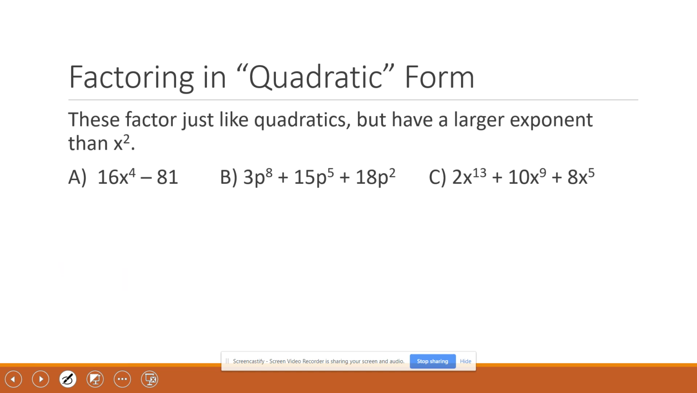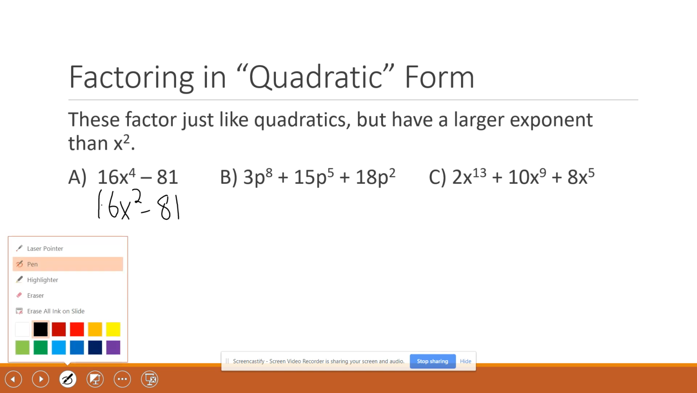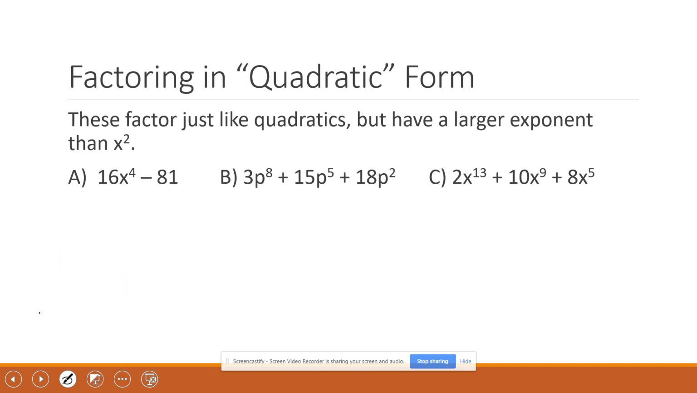So when I look at example A, 16x to the 4th minus 81. If I go back and said, well, if this were 16x squared minus 81, I know 16 is a perfect square, x squared is a perfect square, 81 is a perfect square. This is subtraction. So I think that I'm going to use difference of squares formula. And so that's what we do, but we also use that x to the 4th.